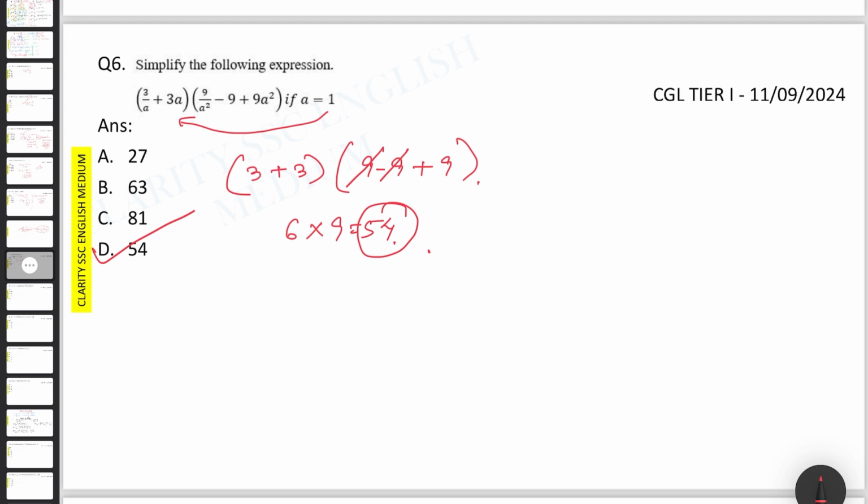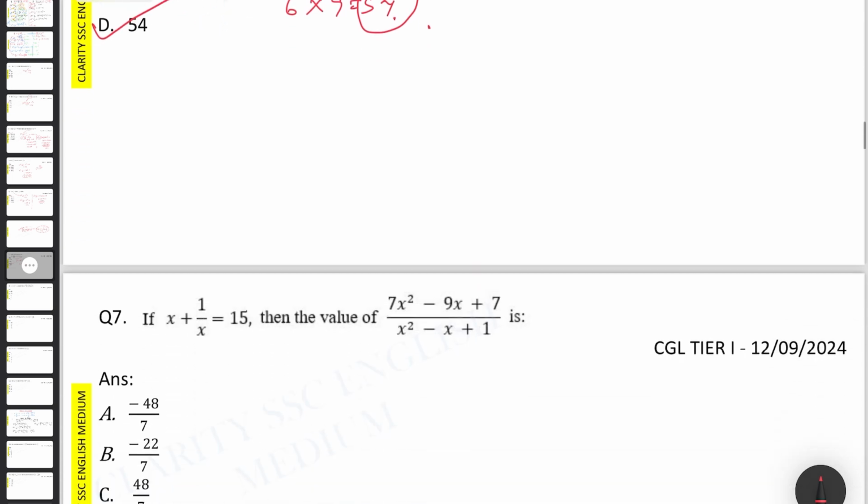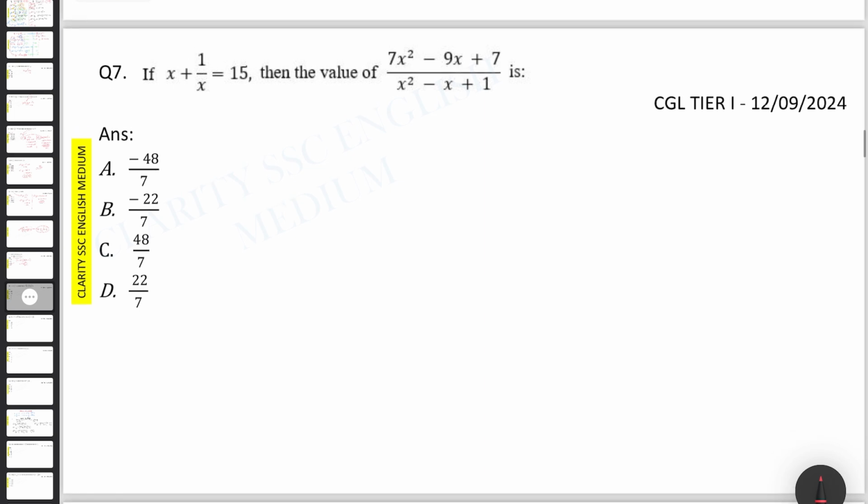Let's see the expression formula. x plus 1 by x is equal to 15. 7x square minus 9x plus 7 divided by x square minus x plus 1. See, lots of questions have been asked from this type of question. So if you leave this type of question, it's a very big suicide. So please do these questions thoroughly, then you'll get it very easily.